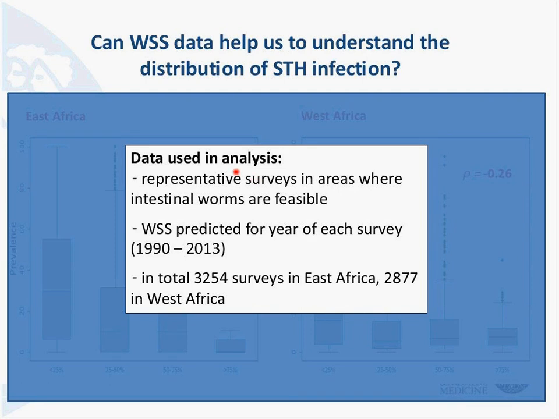So we included all the surveys we could find that have been conducted in areas where worms were feasible, so areas that weren't too hot and dry to completely rule out worms. And we predicted the coverage of water and sanitation for the year that survey was conducted. So in total, we had data that spanned from 1990 to 2013. And we had a large amount of surveys, so over 3,000 are included for East Africa and just under 3,000 for West Africa.